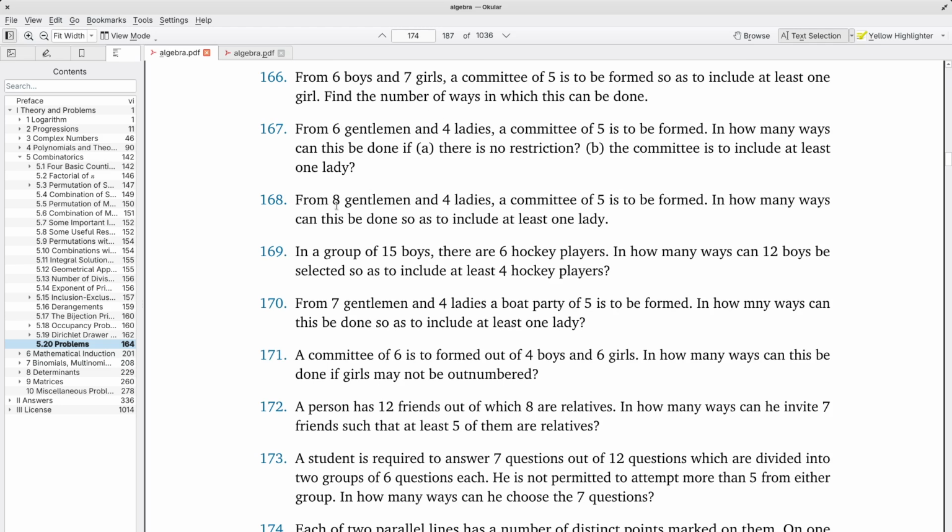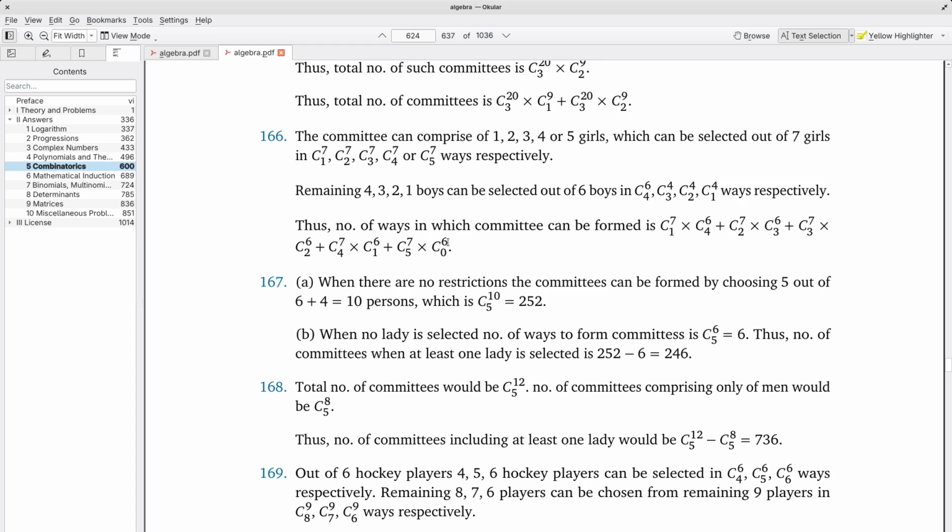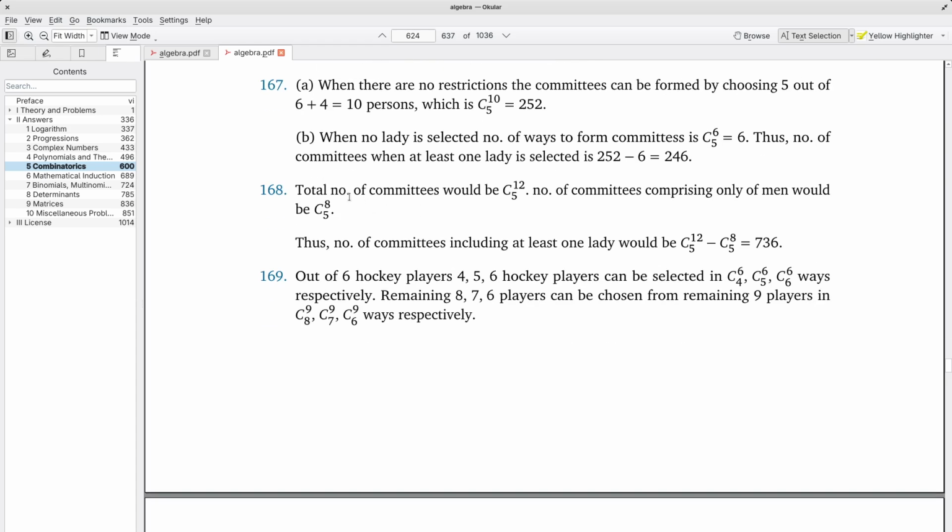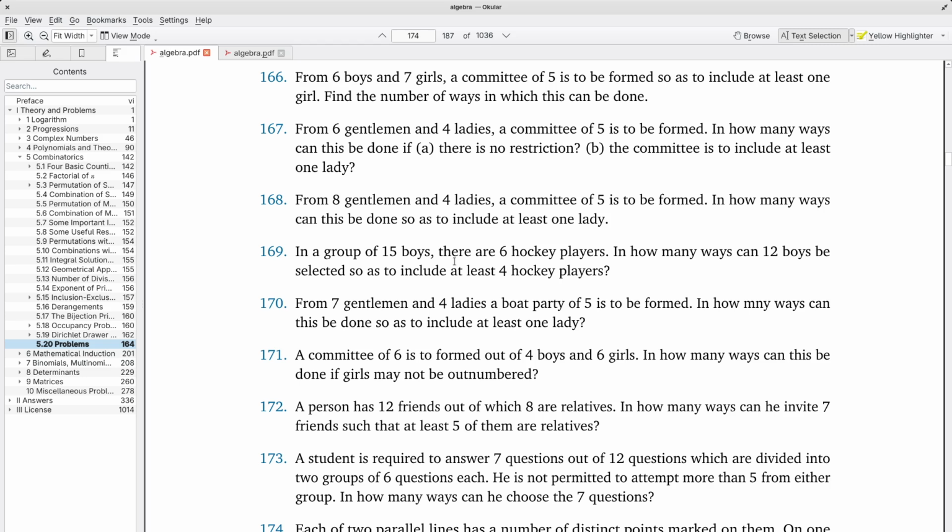Question 168 says that from 8 gentlemen and 4 ladies, a committee of 5 is to be formed. In how many ways can this be done so as to include at least one lady? Similar question: the total number of committees that could be formed is 12C5 without restriction. The number of committees comprising only men would be 8C5. So the total number of committees including at least one lady would be 12C5 minus 8C5, that is 736.